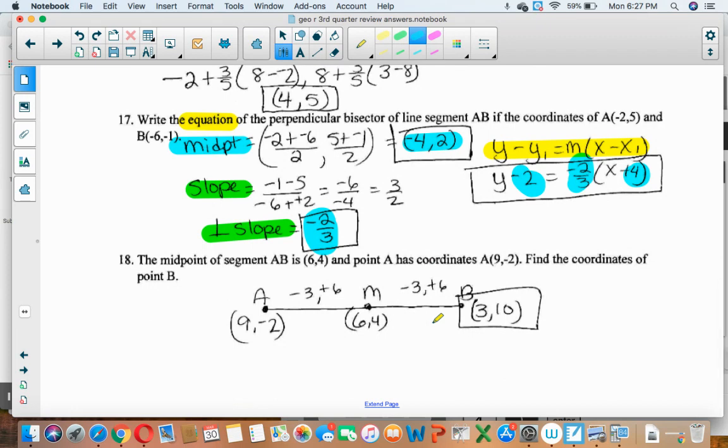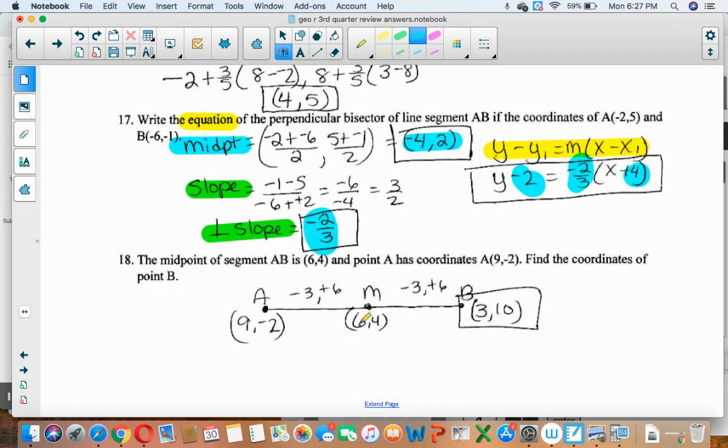18 is a midpoint problem, but it's a little different because they're giving you the midpoint. I'm telling you the midpoint is (6, 4). So I draw myself a little number line. I put the midpoint in the middle. Point A is (9, -2).